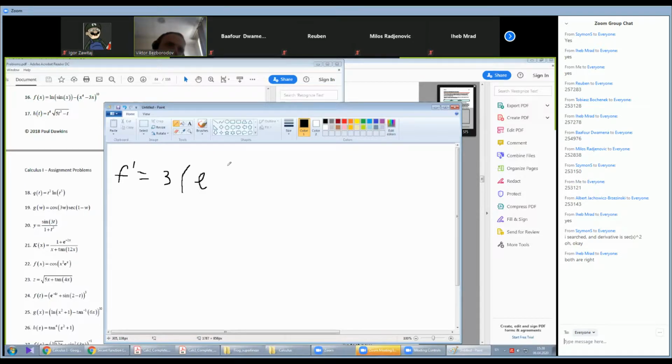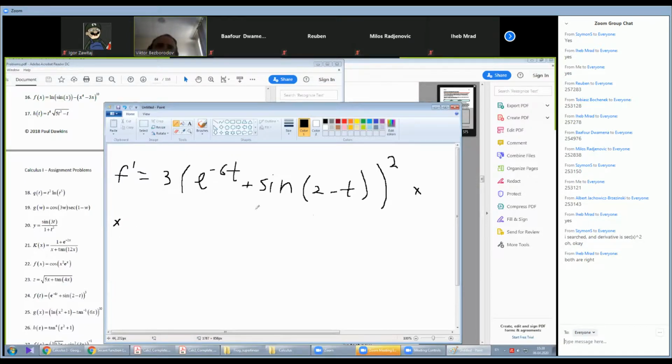e to the power minus 6t plus sine of 2 minus t, and this is squared, times, times, looks like x, but it's not x, it's times.